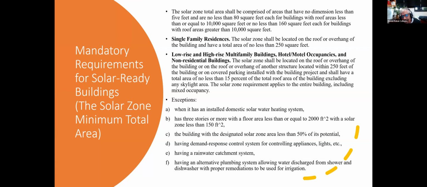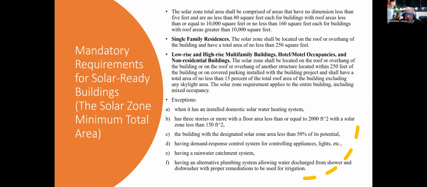Just to pick the single-family residence, the solar zone shall be located on the roof or the overhang of the building and have a total area of no less than 250 square feet. That's a solar-ready building that they have, and it's become kind of mandatory to meet this area.